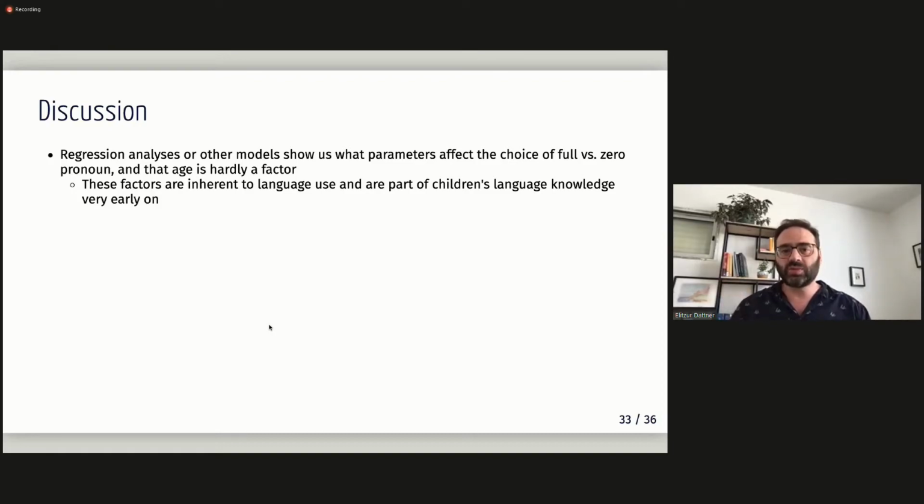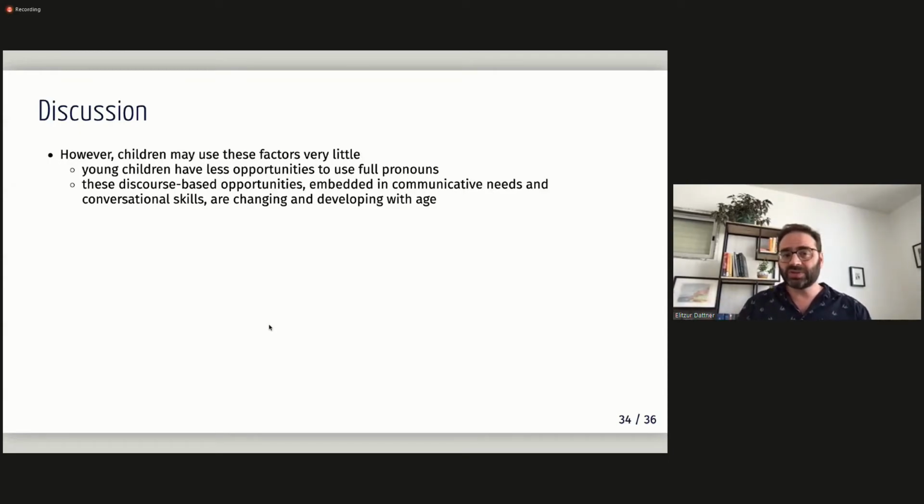Regression analysis, or the models, show us what parameters affect the choice of full versus zero pronoun, and they show us that age is hardly a factor. That is, these factors are inherent to language use and are part of the children's language knowledge very early on. However, children may use these factors very little. So young children have fewer opportunities to use full pronouns, and these discourse-based opportunities, embedded in communicative needs and conversational skills, are changing and developing with age.